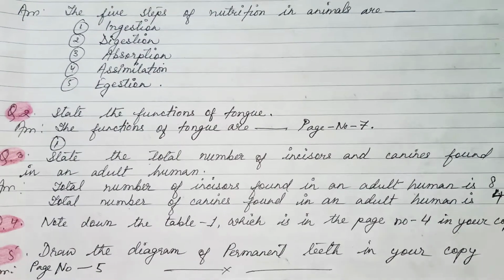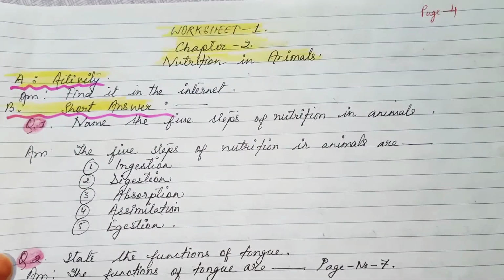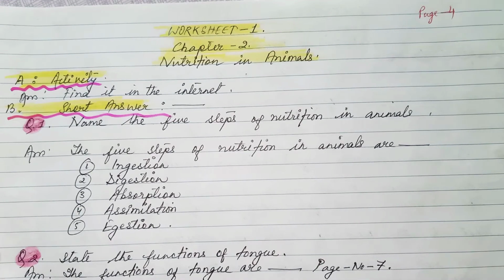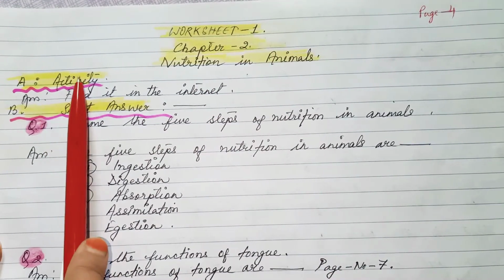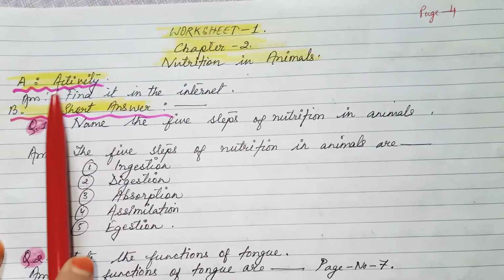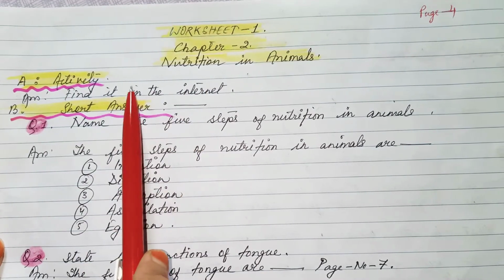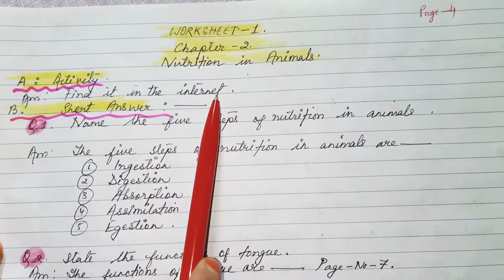Then for chapter 2, nutrition in animals. In chapter 2, nutrition in animals, first is worksheet number 1. Here I have given you an activity. For that activity, you have to find the answer on the internet. If you search on the internet, you can get the answer.